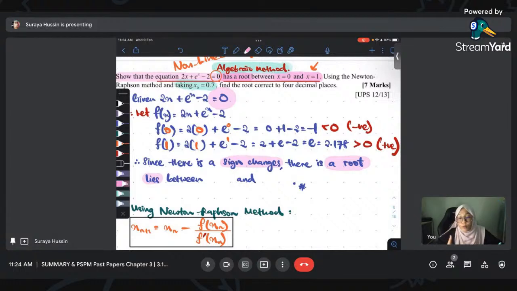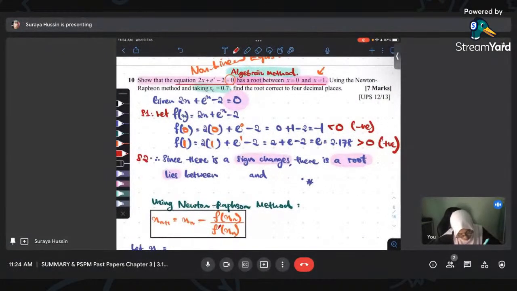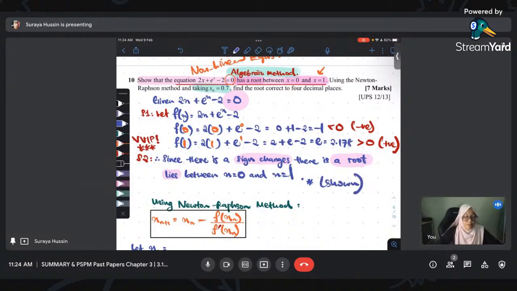Kita are trying to prove right now. Kita nak tunjuk pemeriksa yang kita faham macam mana nak prove. Kita kena letak conclusion. So conclusion ni adalah step kedua. Wajib ditulis. Wajib. VVIP. Very, very important. Means that you must write down the conclusion. Since there is a sign changes, there is a root lie between x equals to 0 and x equals to 1. And then you put shown in bracket. So that is how you will get full mark untuk algebraic method.